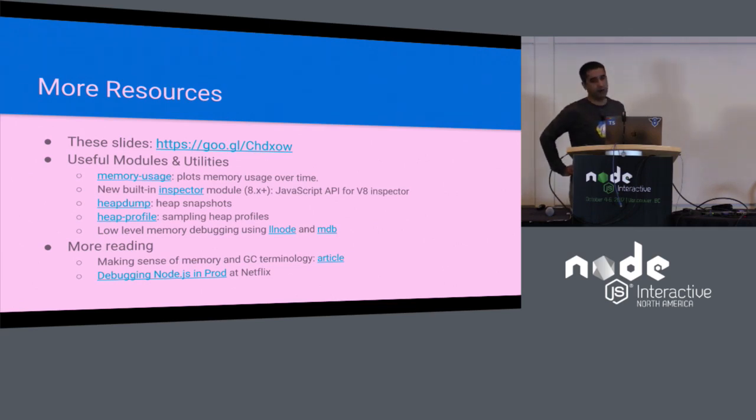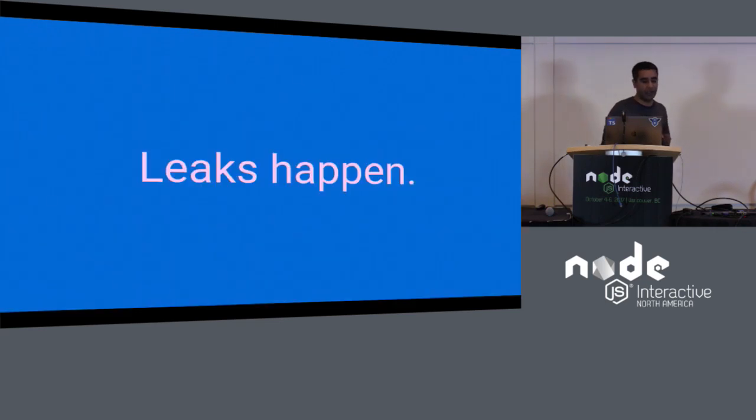There's a talk link at the bottom, debugging issues in production. It's by Yunong from Netflix. It's a really great talk. It talks about the considerations for using tools in production and how you can debug memory leaks in production. I definitely recommend checking that out.